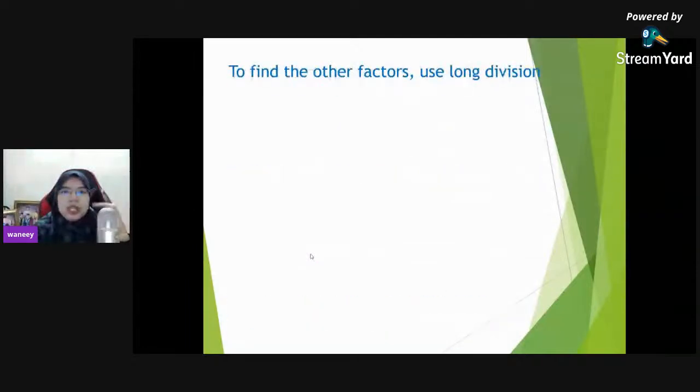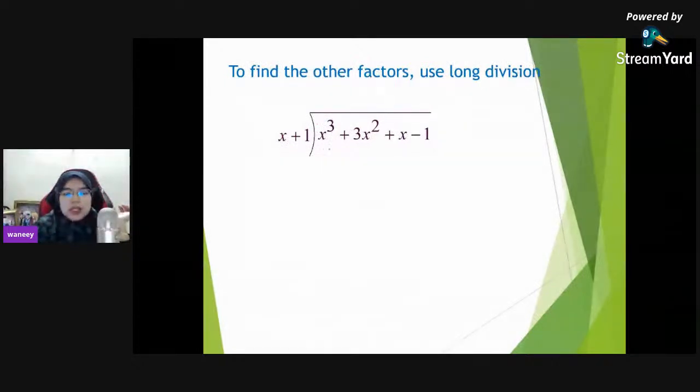Okay, so we already have one of the roots, which is x plus 1. One of the factors, so we already have one of the factors, which is x plus 1. So let us use the long division to find the other factors. Okay, so x cubed plus 3x squared plus x minus 1 divide with x plus 1. So let us think a little bit. X times with what in order to get x cubed? So x needs to be multiplied with x squared. So multiply with x squared.